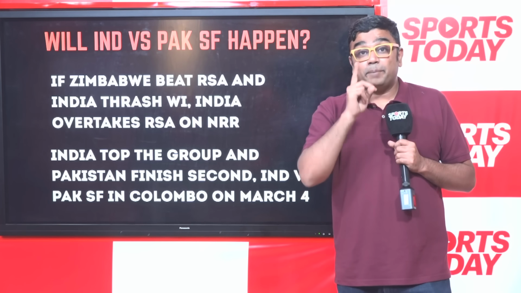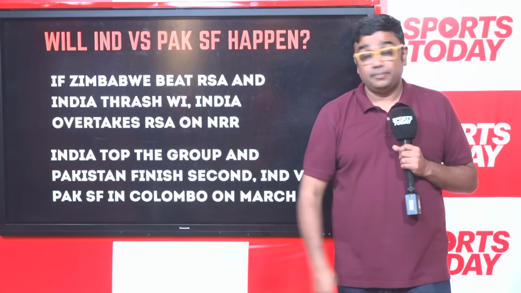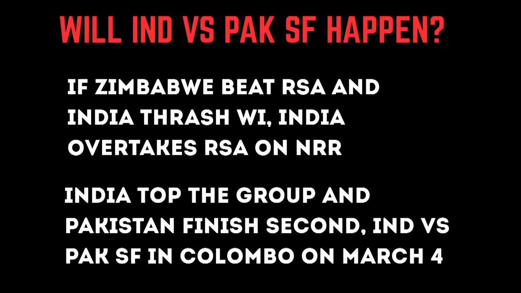How can an India-Pakistan semi-final happen? If Zimbabwe beats South Africa in Delhi on March 1 and India absolutely hammer the West Indies, say by a similar margin of 70, 80 or 90 runs, and they overtake South Africa on the net run rate, Zimbabwe also inflict kind of a 30, 40 run loss on them, then India will be the topper in that group. And Pakistan, now they can only finish second.